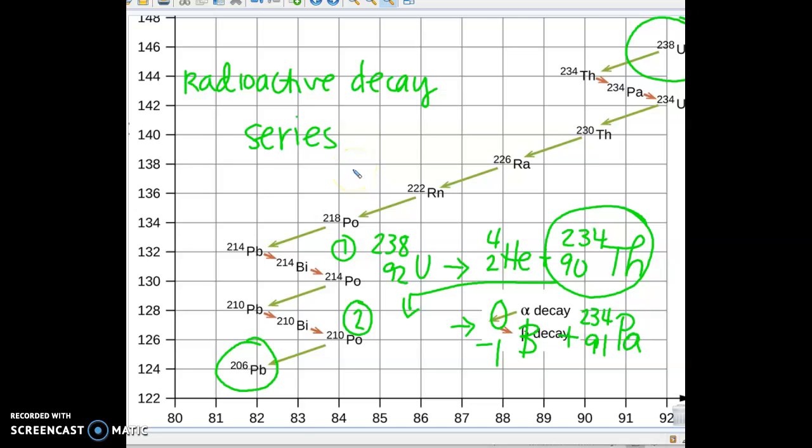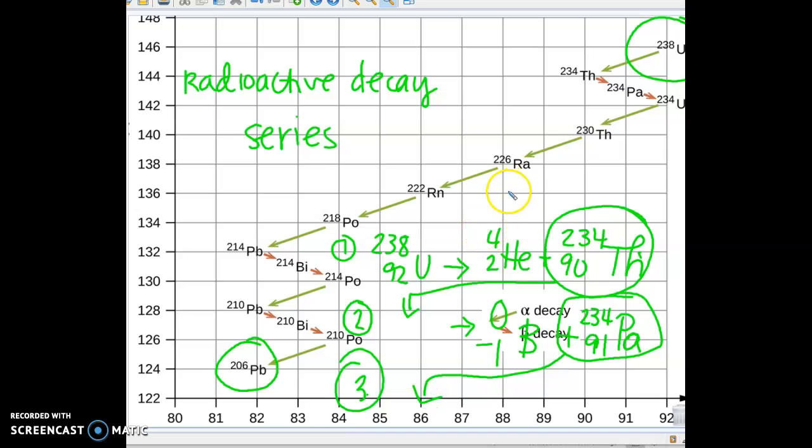So with your radioactive decay series, each step is going to begin with the nuclide that was in the step before. Just like I've illustrated here, the thorium is going to come down here. So in step 3 then, protactinium will become my starting nuclide.